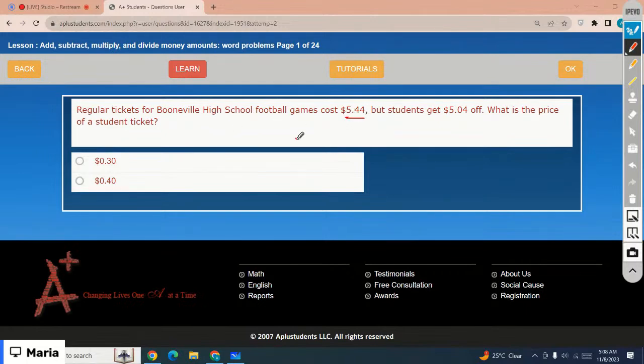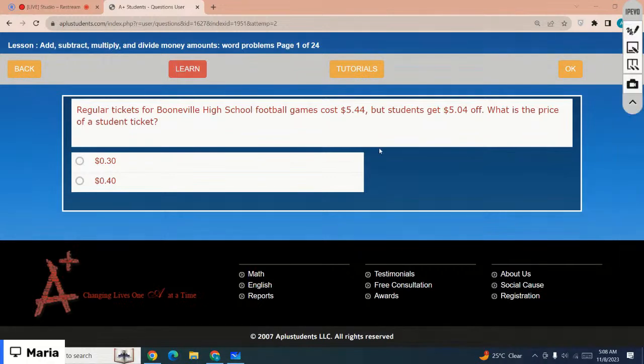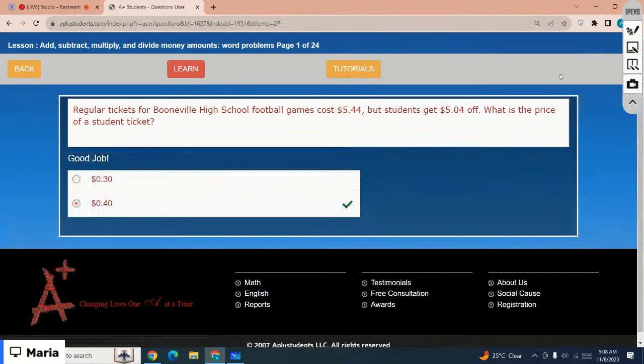So original price is 5.44. Just subtract 5.04, right? So that would be 0.40. That means the price of the student ticket is $0.40. The correct option is $0.40. Very good.